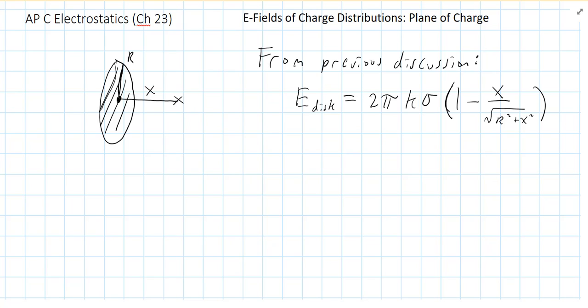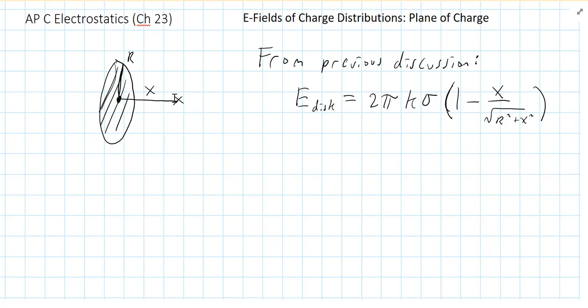Hey folks, in this discussion we're going to talk about the electric field created by a plane of charge. And this stems from the previous discussion. In the previous video, we derived an equation for the electric field created by a finite disk of charge, like a pie tin or something like that. And we got this crazy expression, okay?